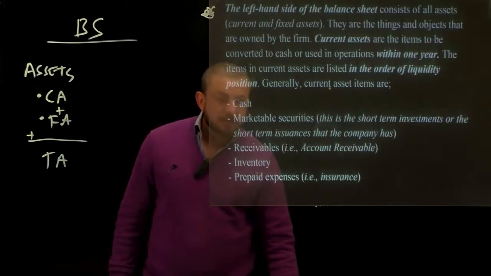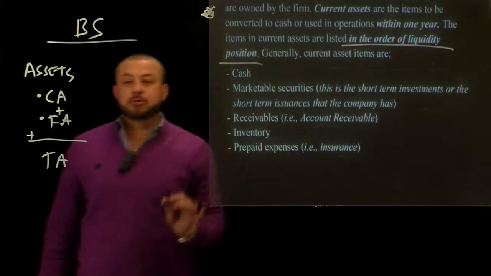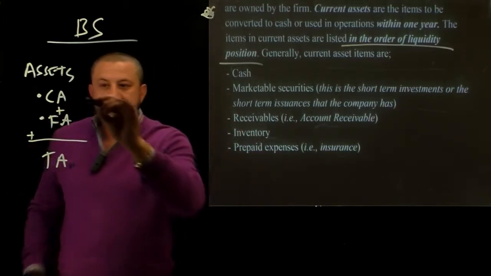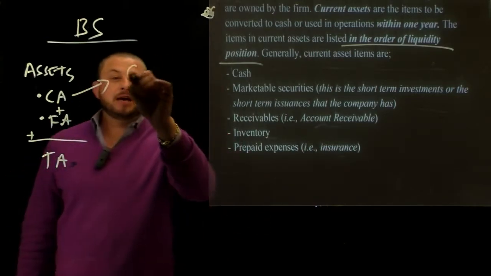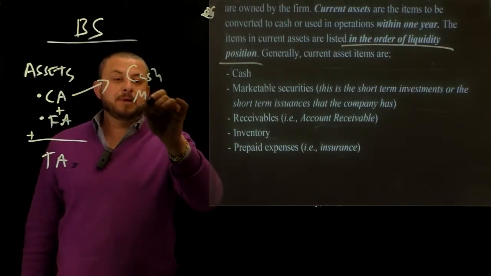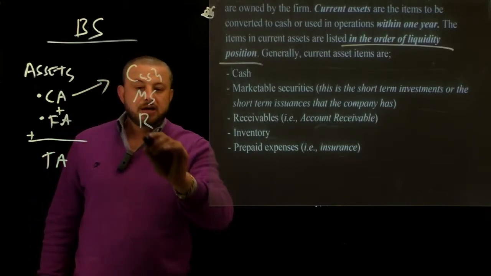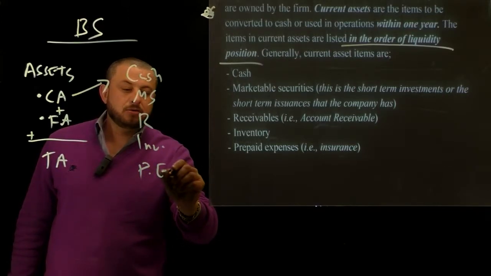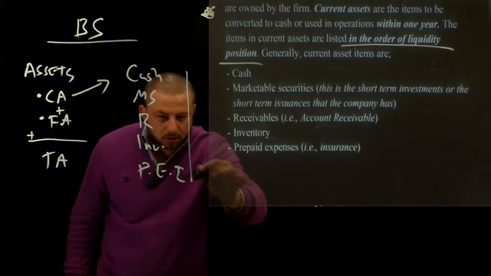So guys, current assets are listed in the order of the liquidity position of the asset items. For example, current assets, let me just draw an arrow over here. We have cash, we have MS, marketable securities, we have receivables such as accounts receivable, we have inventory, and we have prepaid expenses or prepaid items, okay? So this has to be in order.